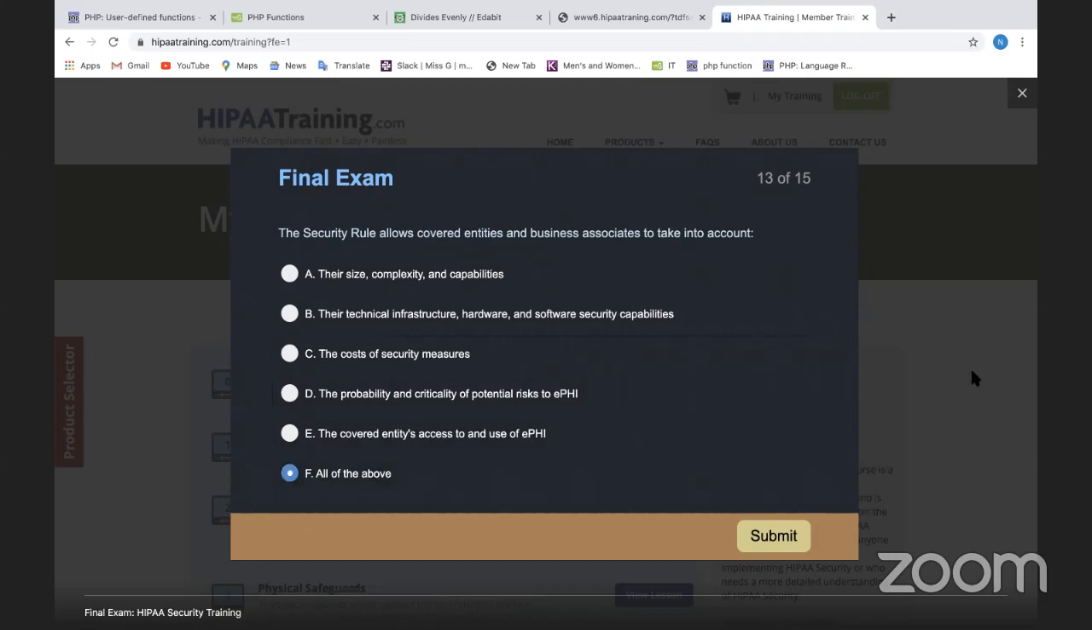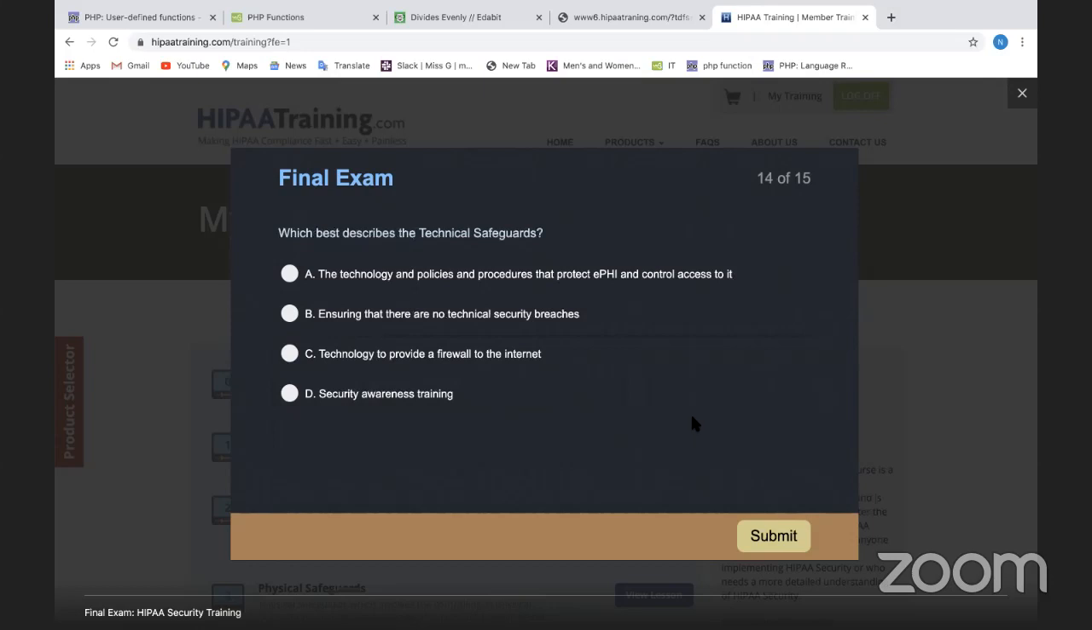What do you think? Security rule. F. All the things. That's one. Congratulations. Katta rahmat.